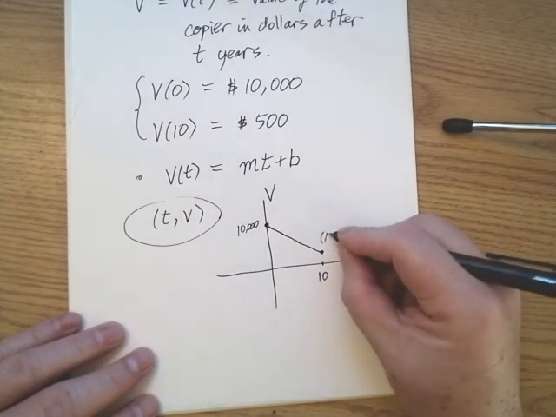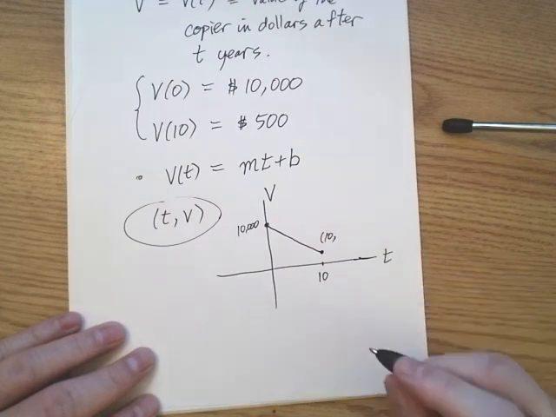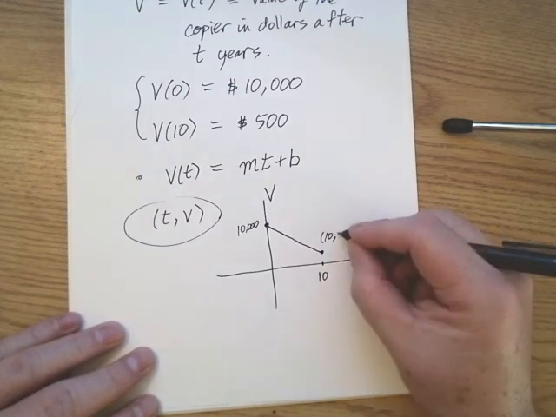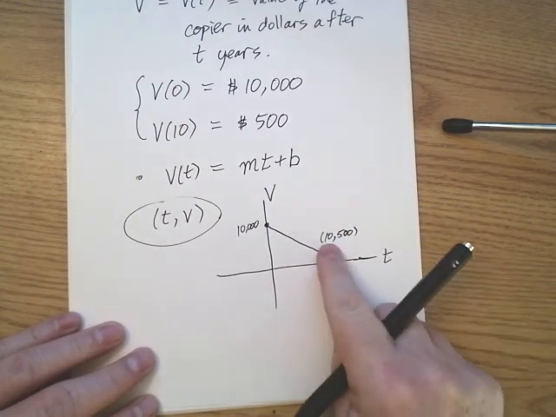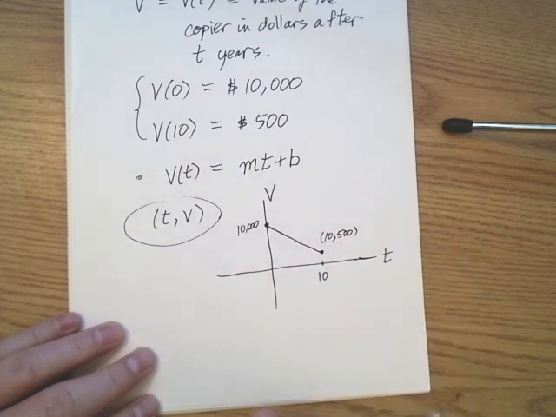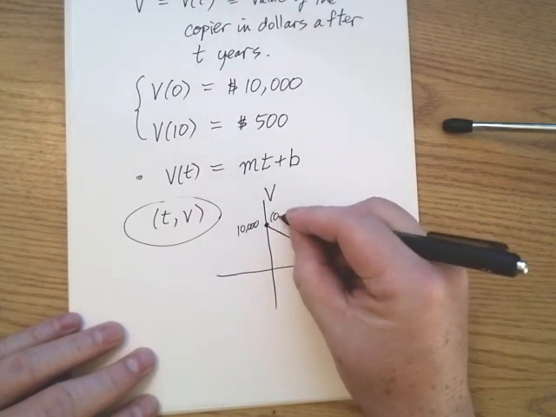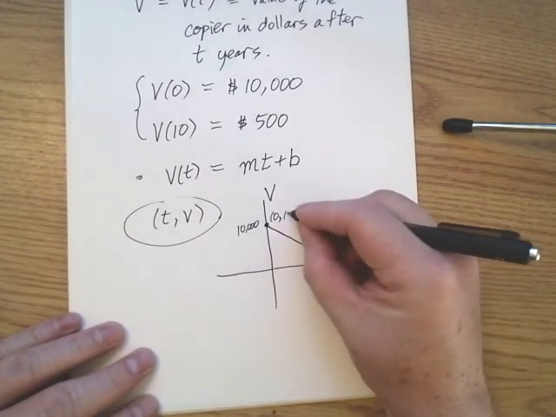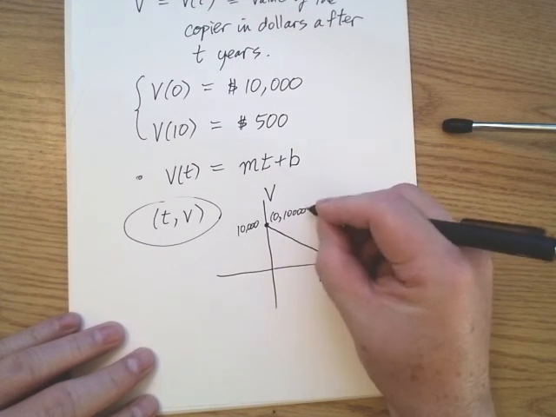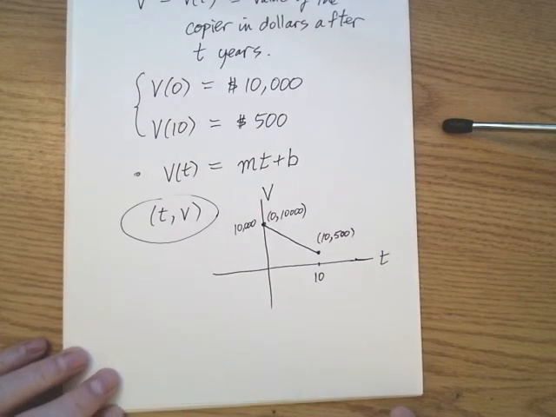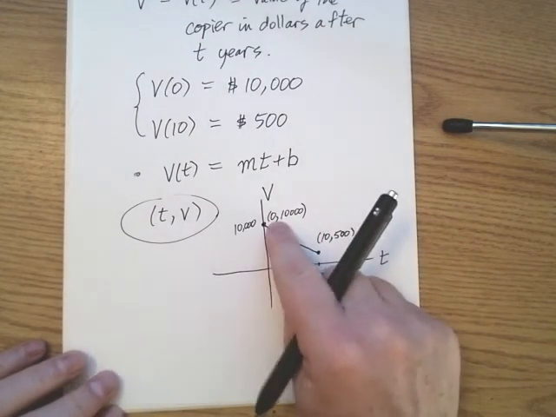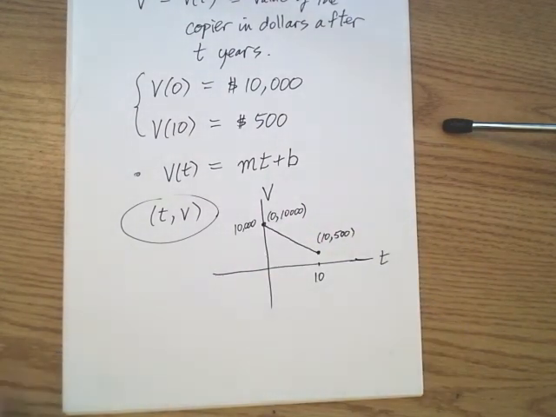So I could think of it this way. I'm dropping the dollar signs for the moment. We'll restore those later. When t is 10, the value is 500. When t is 0, the value is 10000. I'll drop the comma on the 10,000 so we don't get this mixed up. It'd be nice to use semicolons there for points, but that's not our standard notation.